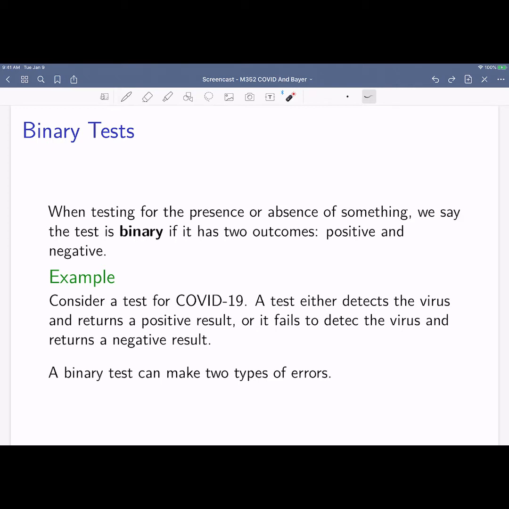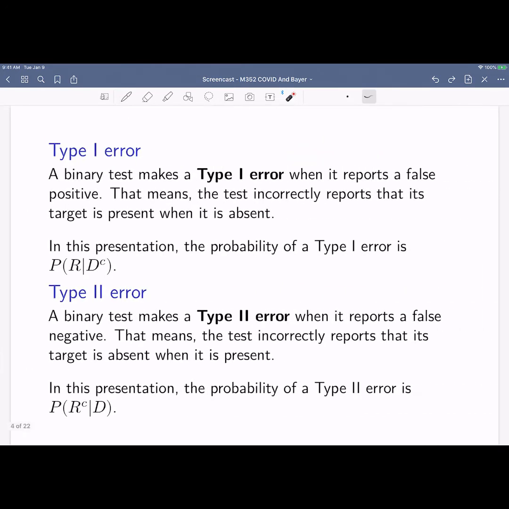When testing for the presence or absence of something, we say the test is binary if it has two outcomes, a positive result and a negative result. A COVID test is an example of a binary test. The test either detects the virus and returns a positive result, or fails to detect the virus and returns a negative result. A binary test can have two types of errors, and these are a general classification that we'll talk about a lot this semester.